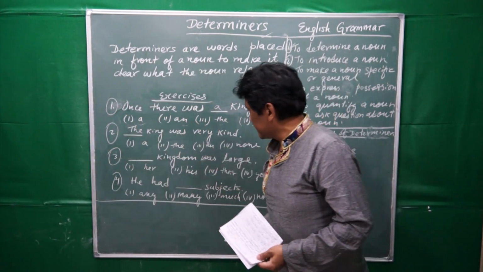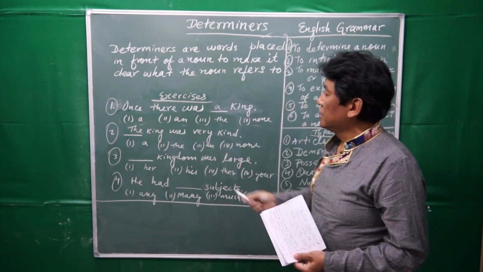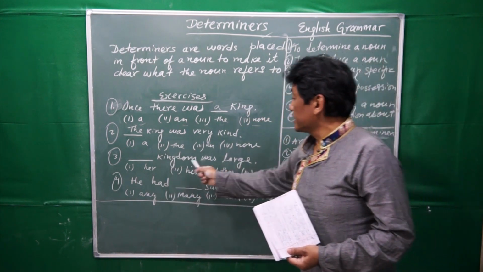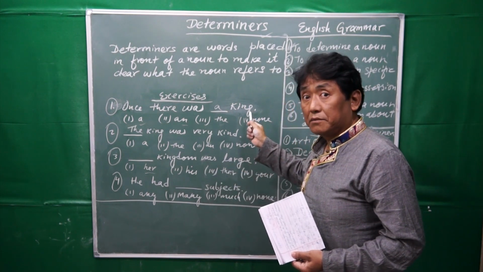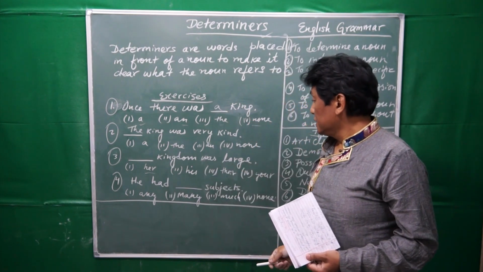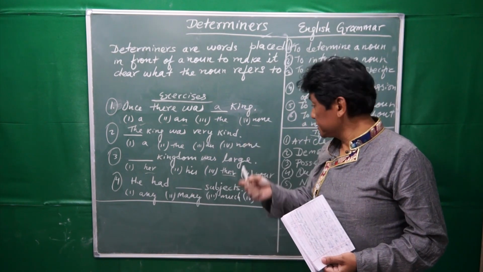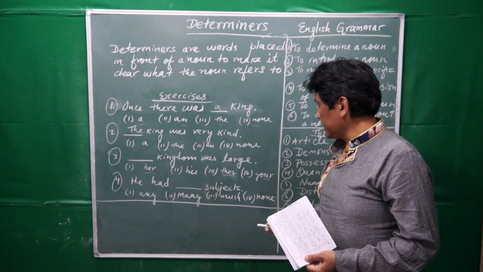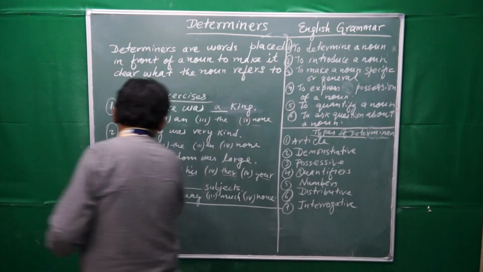And the third sentence here, dash kingdom was large. Her, his, their, your. Now you cannot write her because the king is male, and you cannot write their because this king is just a singular person, and your, you cannot write that also. So you have to write his kingdom, right?